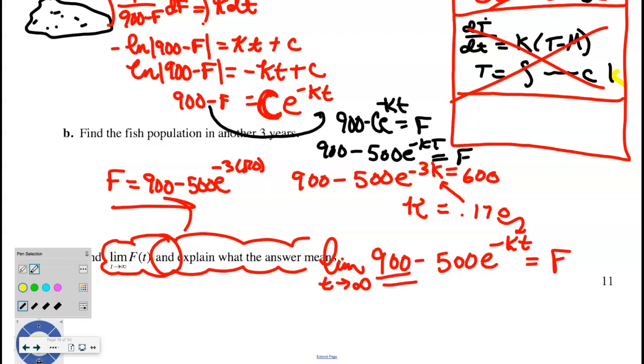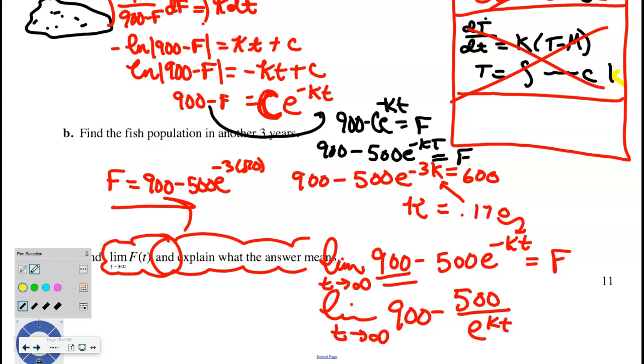I hate negative exponents. So especially when I'm working with limits, I'm going to rewrite it like that. As time goes on, or the years go to 20 years, 40 years, 50 years, 60 years, 900's not moving. What's this going to go to, as t goes to 1,000,000? 0. Yes. So my limit is 900.